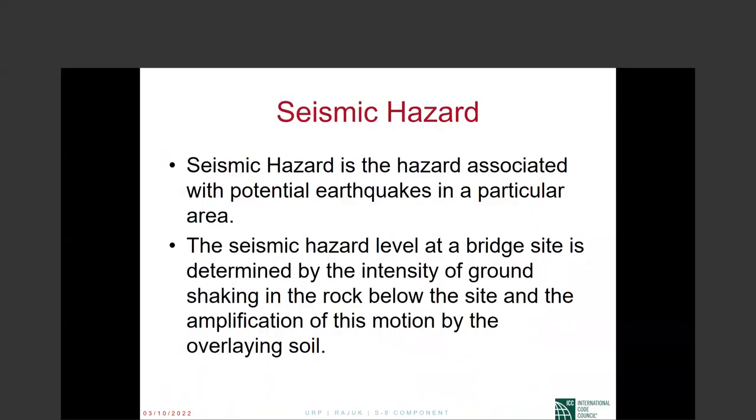So now I want to switch and talk about the seismic hazard. And what do you mean by the seismic hazard of a site? The seismic hazard is associated with the earthquake at a particular area, and it will give you the intensity of the ground motion at the site, and we need to amplify that from the rock to be able to see the effect of the soil for that site.